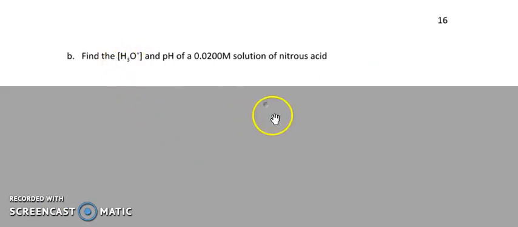Okay, so here this is. I left out a lot of the work, like the initial ice table, the same ice table as before. So why don't you go ahead, pause this, and then see how you do.